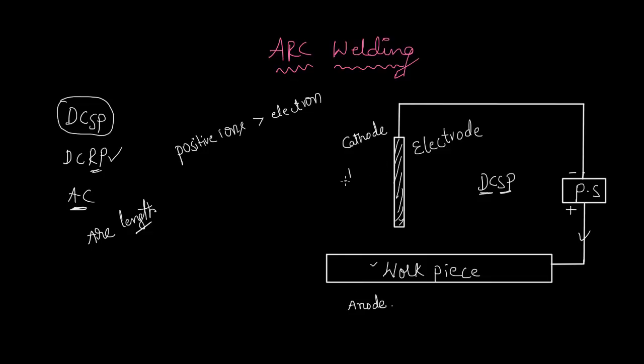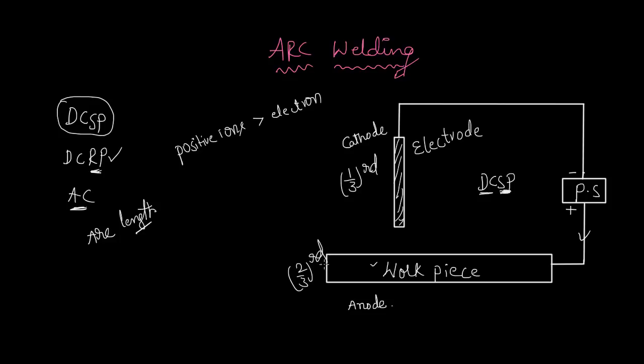So generally 1/3 of the heat will be generated at the cathode and 2/3 of the heat will be generated at the workpiece. This is the main important point you have to remember throughout these welding techniques. 1/3 of the heat will be generated at the electrode, that means at the cathode, if I use DC straight polarity. 2/3 of the heat will be generated at the workpiece or anode if I use DC straight polarity. For example, if I use DC reverse polarity, then what will happen? 2/3 of the heat will be produced at the electrode and 1/3 of the heat will be produced at the workpiece. So what is the use of that? We will see that later also.